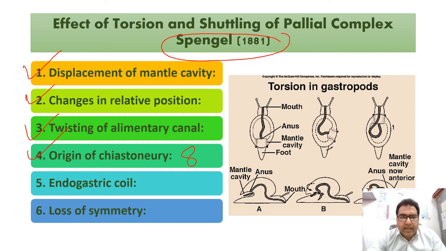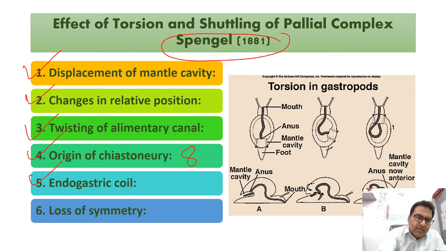So then we do have the endogastric coil. The coil of the visceral sac, which was primarily dorsal in position, we call that position exogastric. What happened is it becomes ventral and endogastric. So the visceral mass, which was exogastric, has now become endogastric. This endogastric formation is also one of the important evolutionary features, and it has evolutionary significance in the torsion as well.